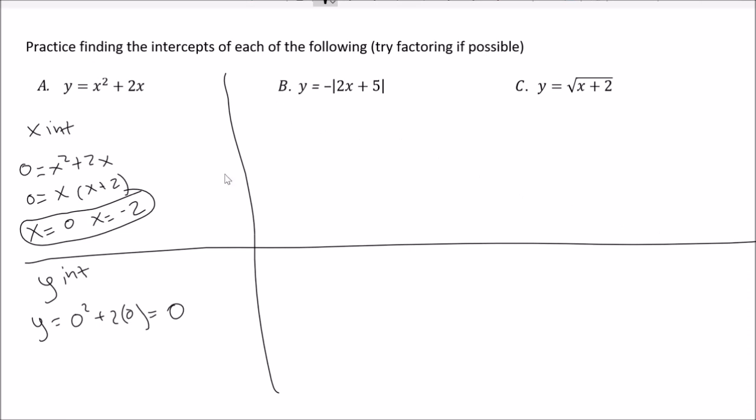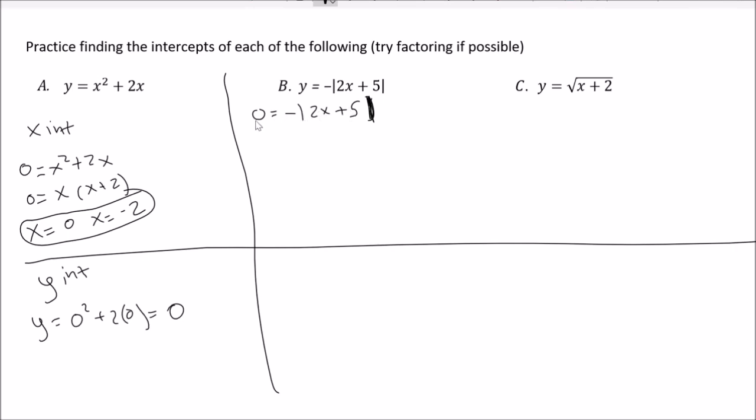Okay, for the next one, we're going to do our x-intercept. I'm kind of making a little table here. Okay, so I get 0 equals the negative absolute value of 2x plus 5. Oops, absolute value over here, I'm sorry. Okay, and so then the question is, well, what will make this true? Well, let's divide out the negative. Okay, the negative goes away. And then we need this stuff in here to be 0.